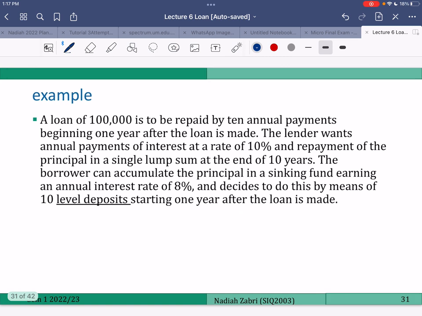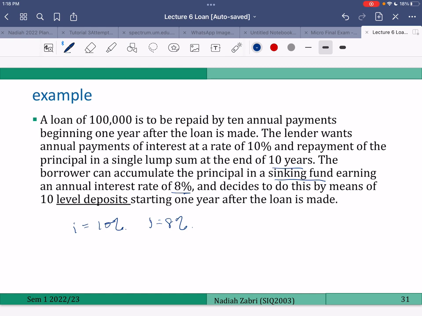Okay, so this is an example. A loan of 100,000 is to be repaid by 10 annual repayments beginning 1 year after the loan is made. The lender wants annual payment of interest at a rate of 10%. So i is 10%, and the repayment of the principal is in a single lump sum at the end of the 10 years. The borrower accumulates in a sinking fund, earning 8%. So j is 8%. He decides to do this by means of 10 level deposits starting 1 year after the loan is made. So the deposits to the sinking fund are level as well.